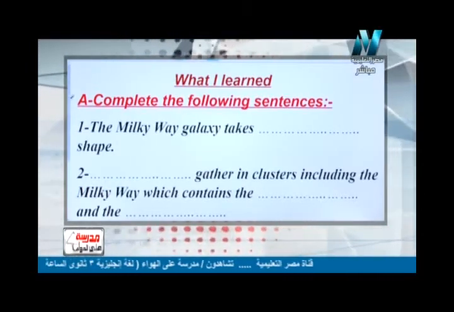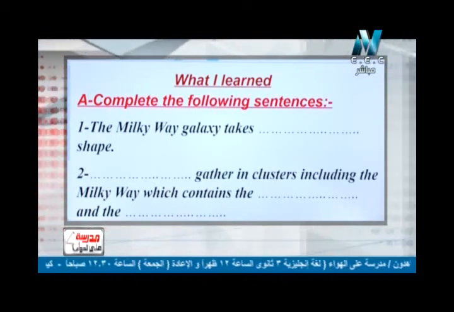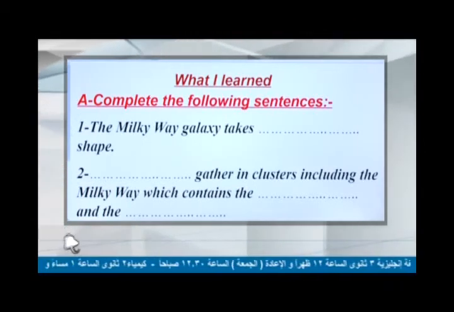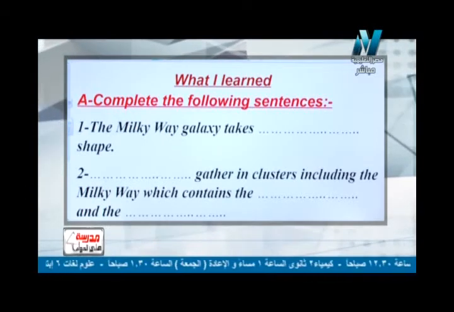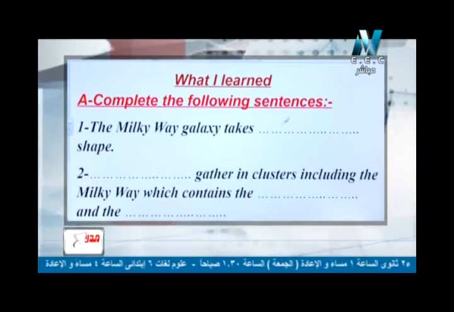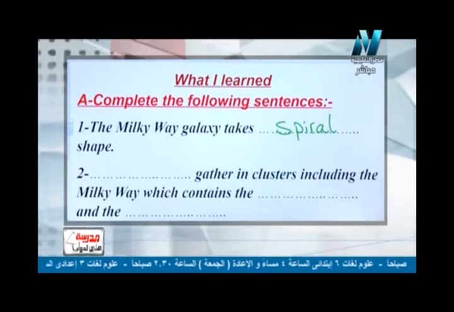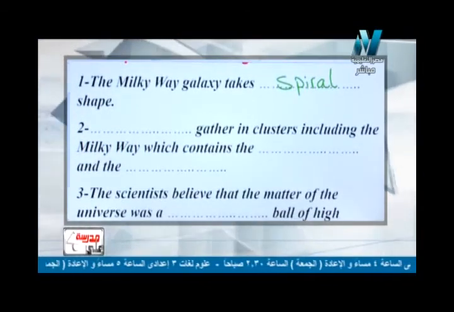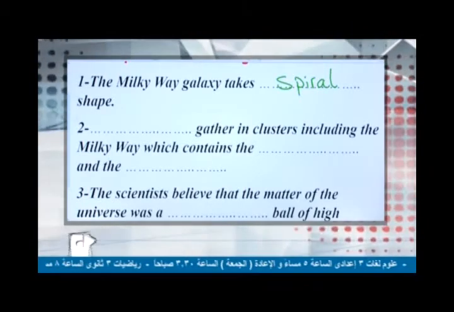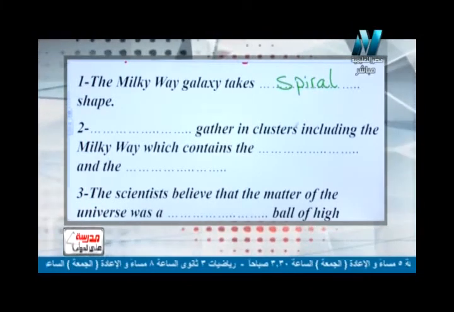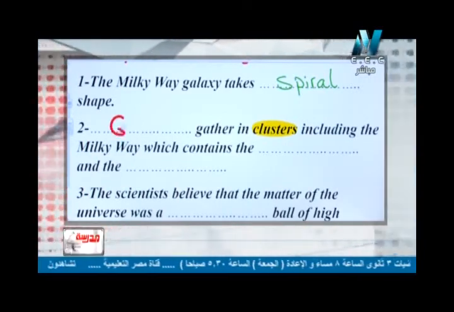Here I think we have some questions about the first part of this lesson. Number 1, the Milky Way galaxy takes what shape? Spiral shape. Number 2, what gather in clusters including the Milky Way, which contains the what? Let's be careful with the first part. It says clusters, so what gather in clusters? Galaxies. Yes, galaxies.